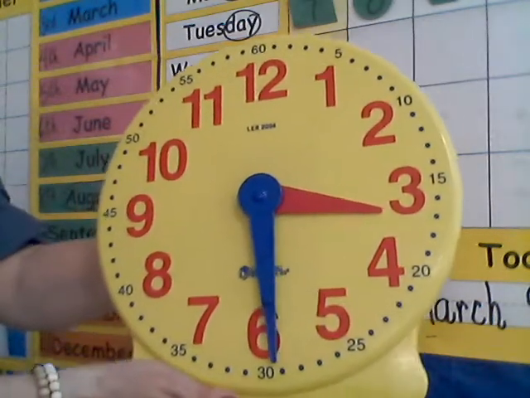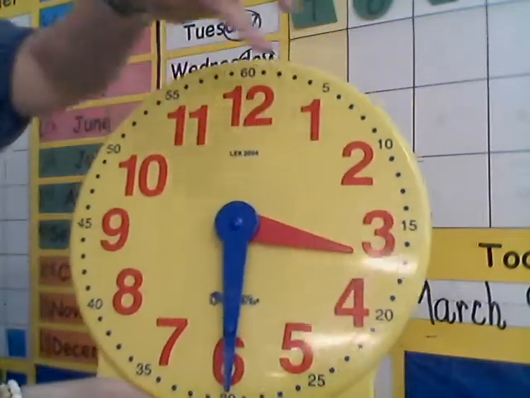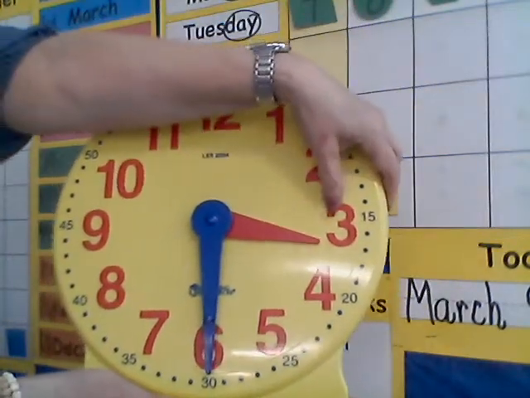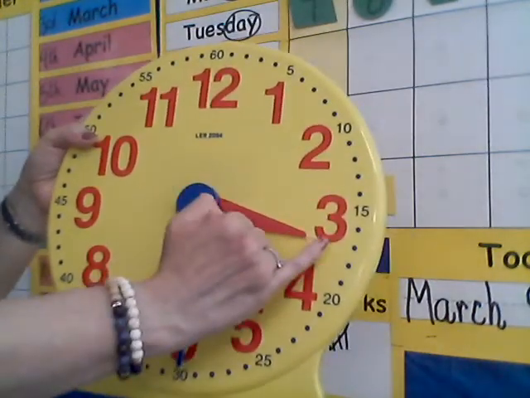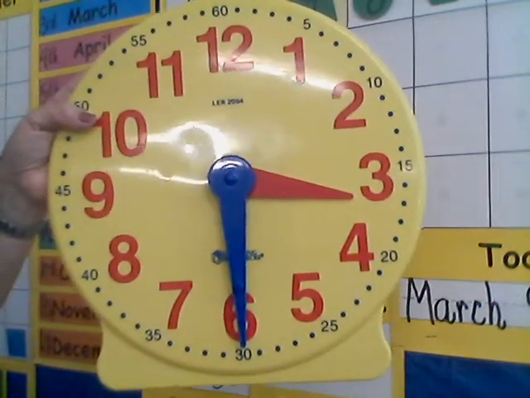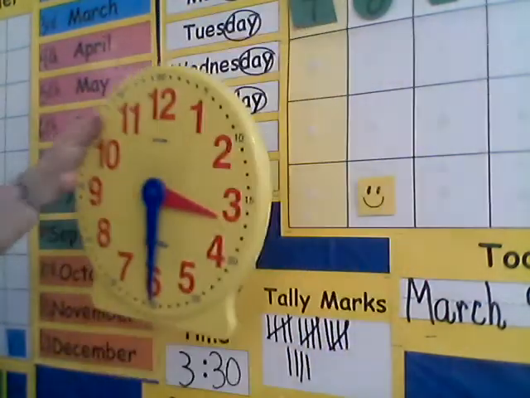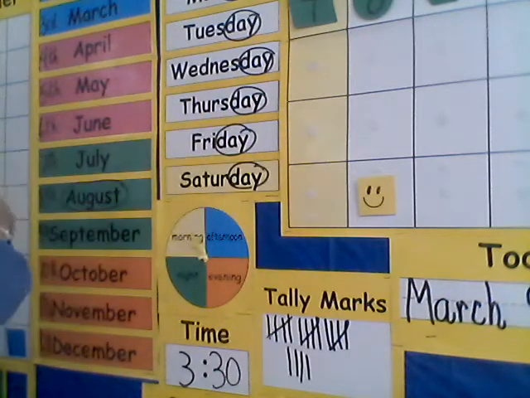Okay, here we are, 3:30. Look here at the hour hand. The hour hand is no longer on the 3. The hour hand is now between the 3 and the 4. Analog clock reads 3:30. Digital clock reads 3:30. Ding, ding, ding. Very, very good. All right.